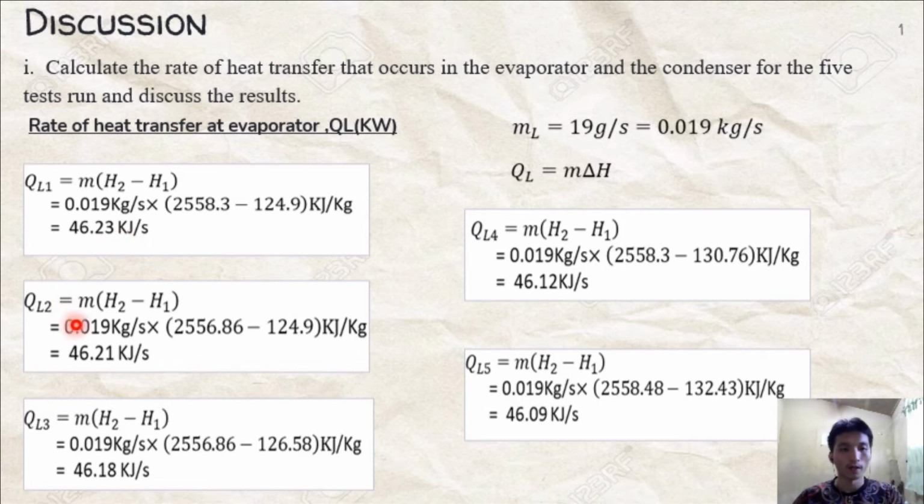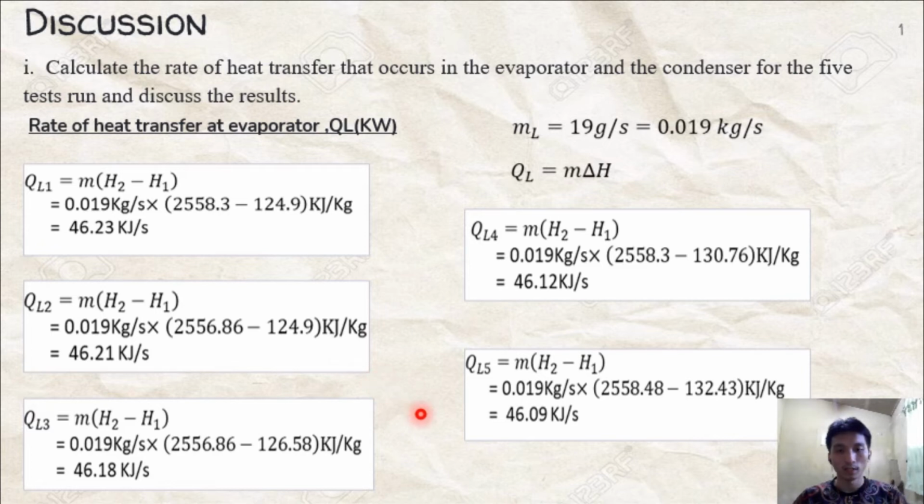For QL2, we get the value 46.21 kilojoule per second. For QL3, we get 46.18 kilojoule per second. For QL4, the value that we get is 46.12 kilojoule per second. For QL5, we get 46.09 kilojoule per second.